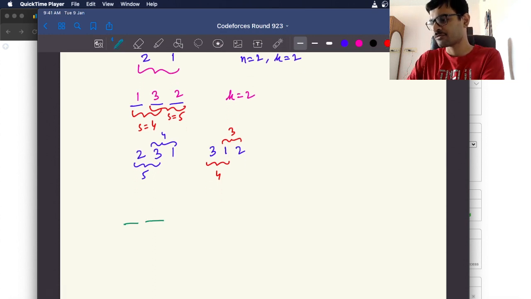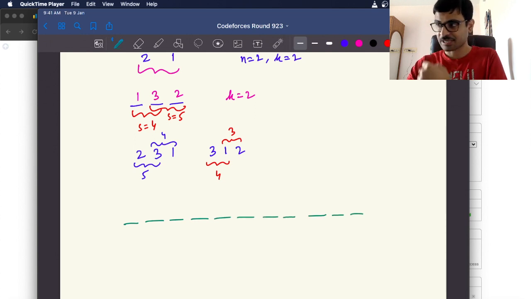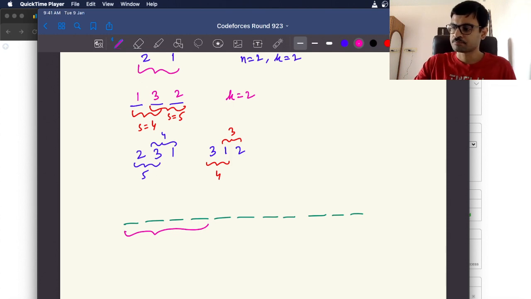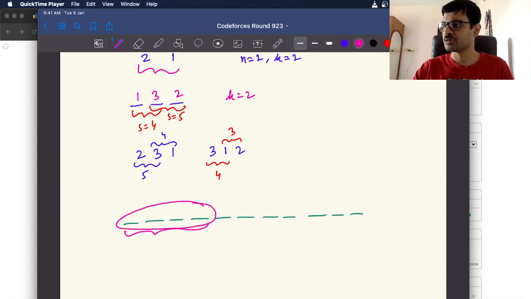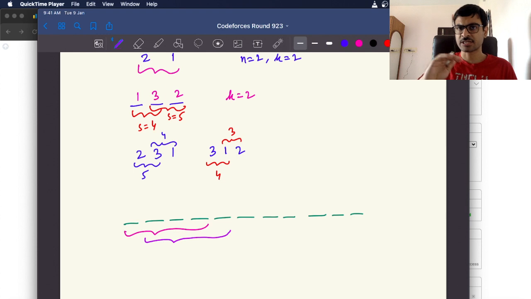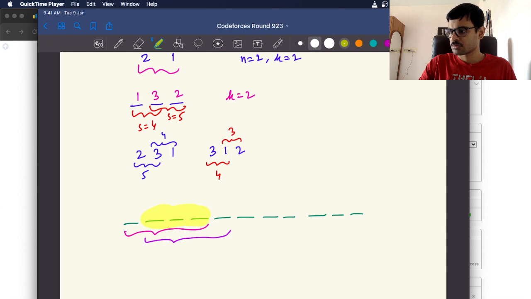Let's say you have some n places and you have some k, which can be anything. Let's say k is 4. Now this sum has to be equal to this one. Not exactly equal, it can be equal, plus 1 or minus 1. Now between this pink one and this purple one, what is common? These elements are common. The pink one additionally has this element, the purple one additionally has this element.